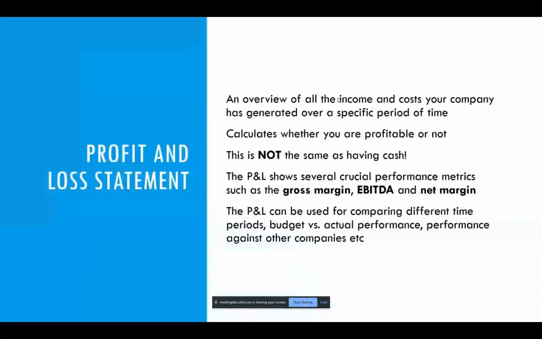It is useful, though, so we have a look at our profit and loss statement, which calculates whether you're profitable or not over time. Again, it's not the same as having cash. Small businesses fail because they don't have cash. So that's something exceptionally important to have a look at. The P&L statement will show several crucial performance metrics, such as your gross margin, your EBITDA, or earnings before interest, tax, depreciation, and amortization, and your net margin as well. And it can be used for comparing different time periods, your budget versus your actual performance.